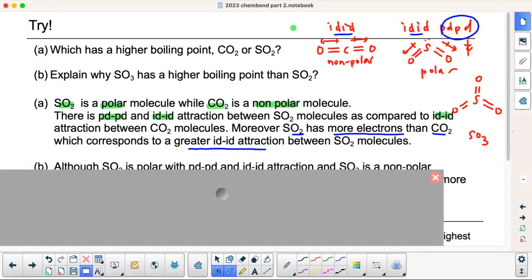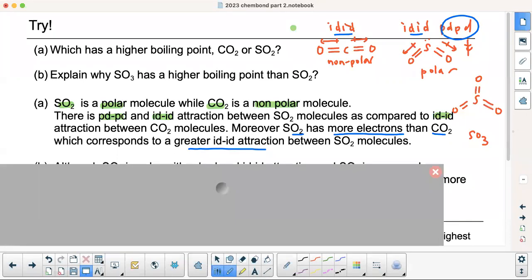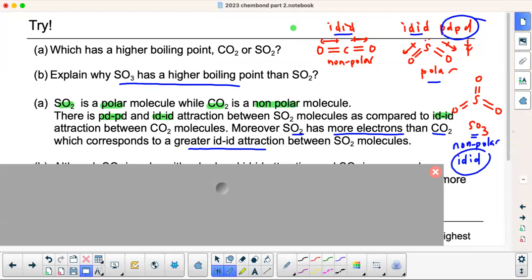Okay, how about this one? This is definitely a bit tricky. Why do I say this question is a bit tricky? Because SO2 is polar and SO3 is non-polar. SO3 is non-polar and only has ID. So why is it then that SO3 has a higher boiling point? The only thing you can say is that the ID here must be stronger than these two added together. And why is it possible? Because SO3 has more electrons, because ID is about electrons.